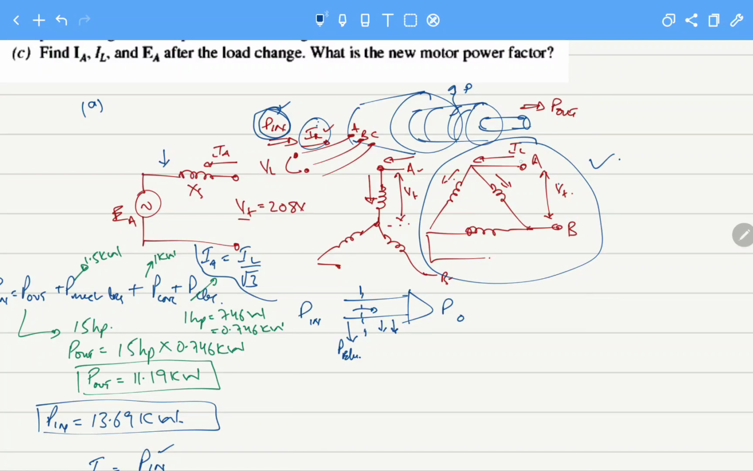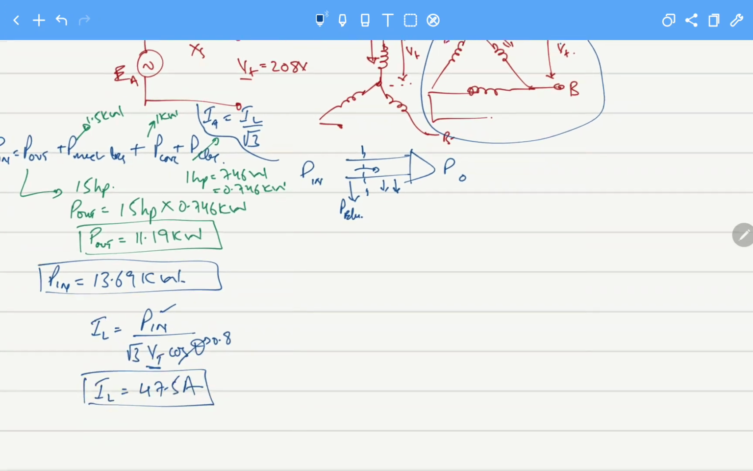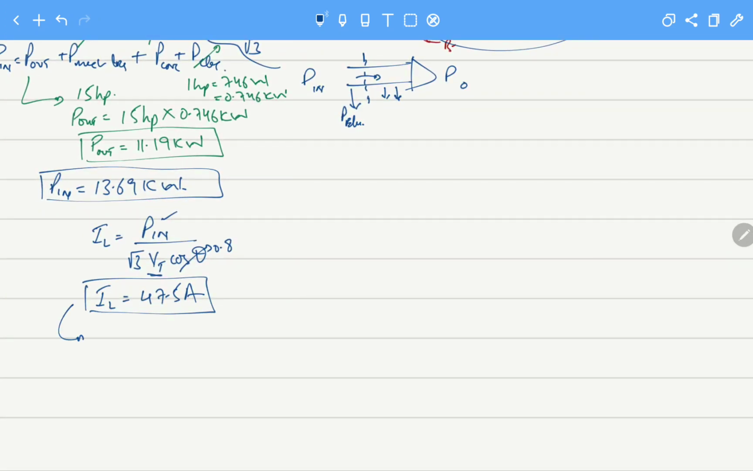Now this is the line current that is being input into the machine. But is this line current the same as the current that we find in the per phase equivalent? No, because we have delta connected. So we have to convert this to armature current, which is IL divided by root 3. So the armature current would become 27.4 amps.